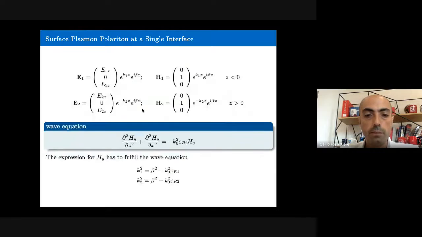Okay, so at this point we can substitute these ansatz inside the Maxwell's equations that we have derived before. In particular, we can substitute these ansatz into the Helmholtz equation that we derived before, and then we end up with these two relations between the k vector and the propagation beta vector.